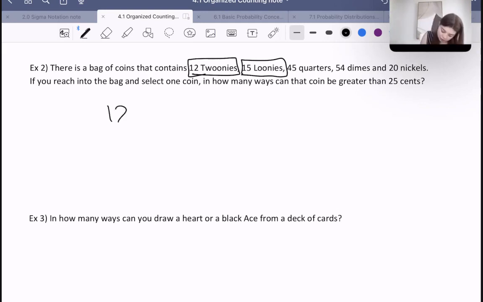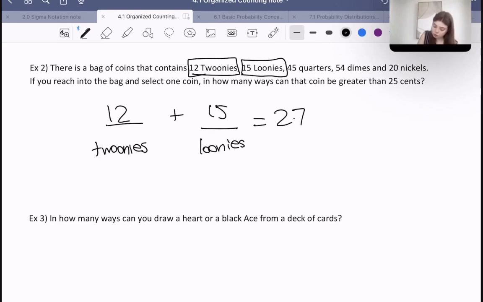So we have 12 toonies plus 15 loonies. So that means that in total, there's 27 different ways that a coin greater than 25 cents can be selected in this case. Good.